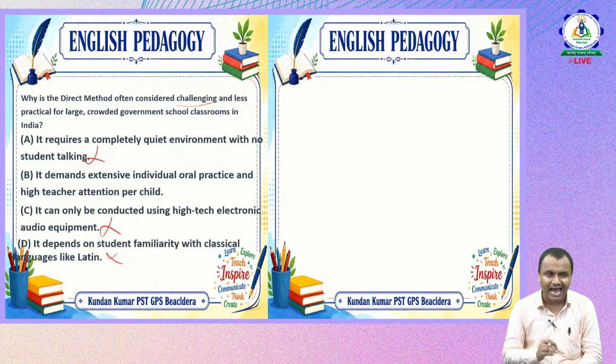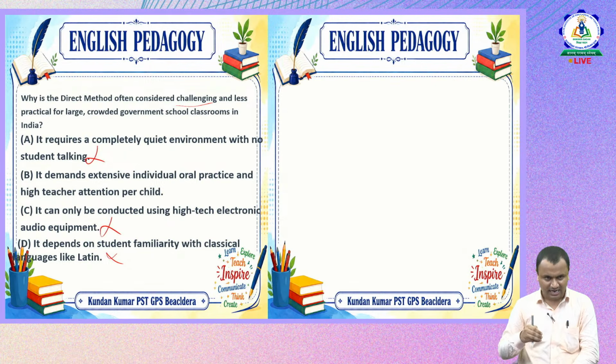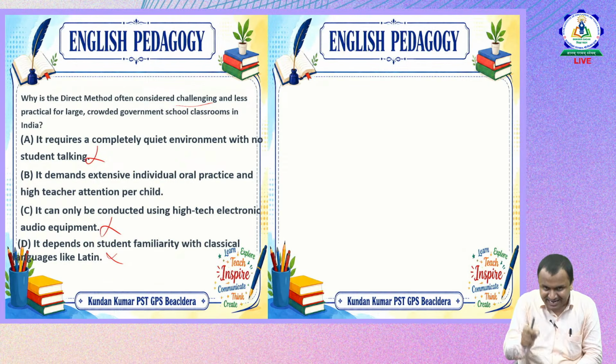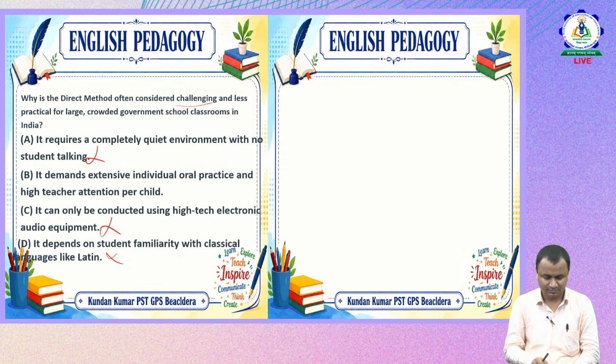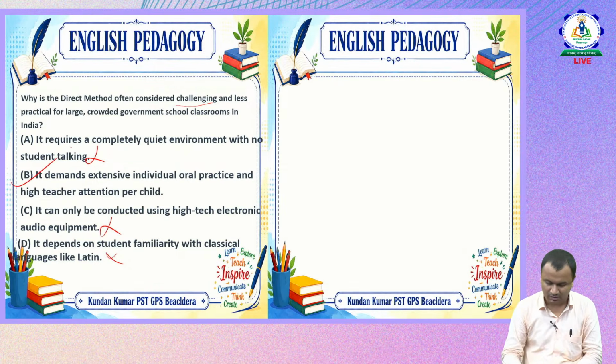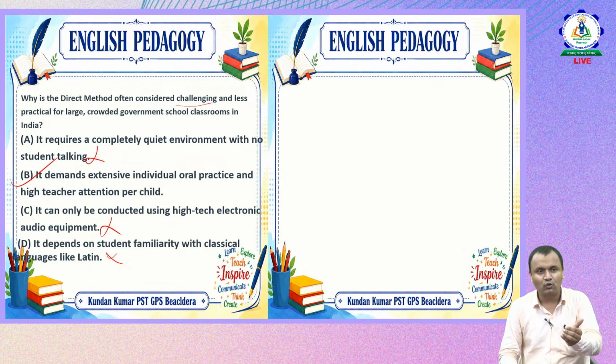Yes, the teacher has to pay attention to each and every child of the classroom, that too high attention, cautious attention. We need to pay great heed to each and every student. And then it demands extensive individual oral practice. We need to give opportunity to each and every student to practice and speak in the classroom. So option B is the feature of direct method. That's why we do not promote direct method in an overcrowded government school.